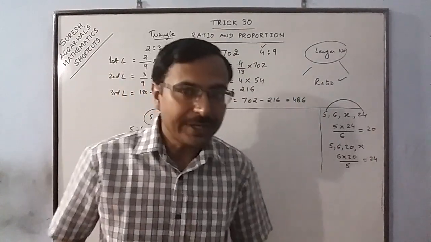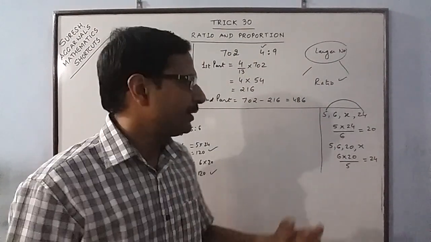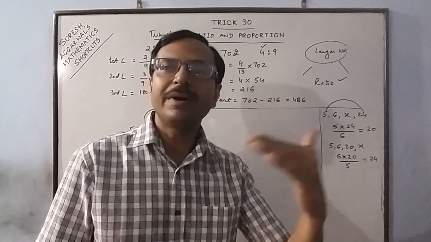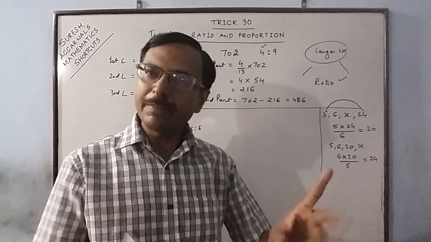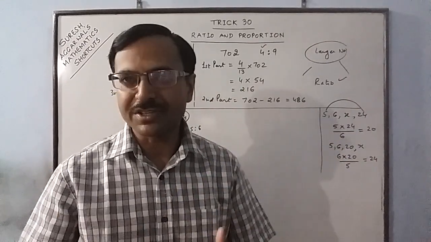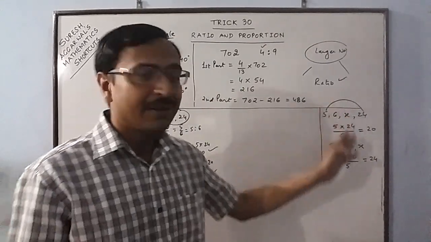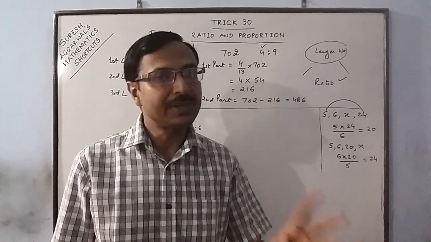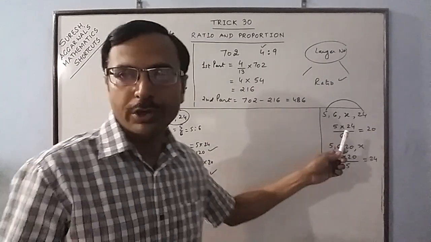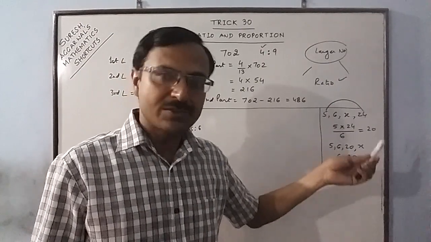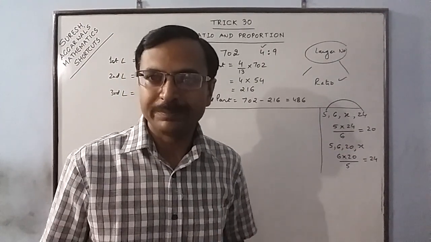So the two known quantities, if the two extremes are known, then multiply the extremes and divide by one of the means. If the two means are known, then multiply the means and divide by one of the extremes. So you can find the fourth proportion if three of the terms are given to you. This is again the shortcut for finding one of the means or one of the extremes in a given proportion.